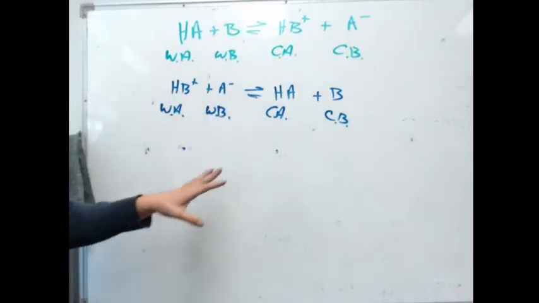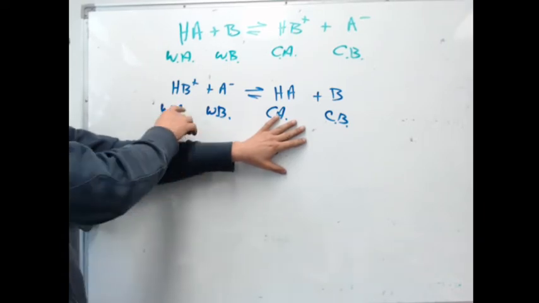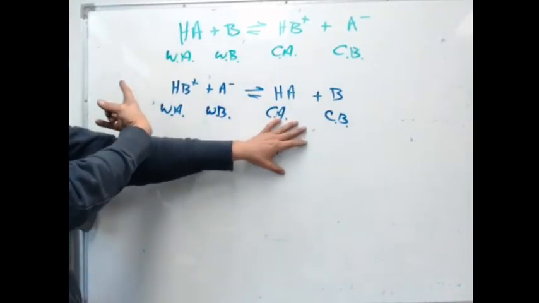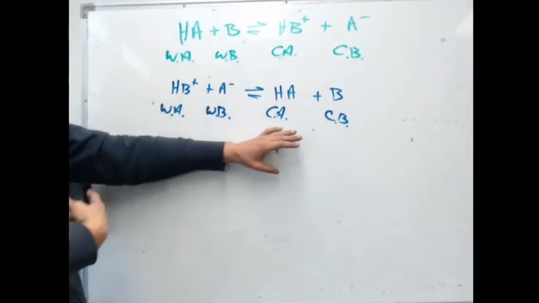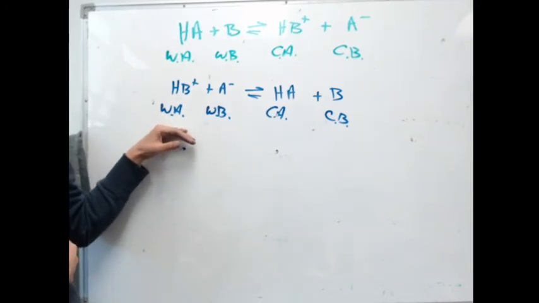So, for example, let's say that HA is the stronger acid. Every time HB tries to give it a proton, it's going to give it right back. Every time that gives it a proton, it's just going to give it right back. My equilibrium is going to lie towards HB+.